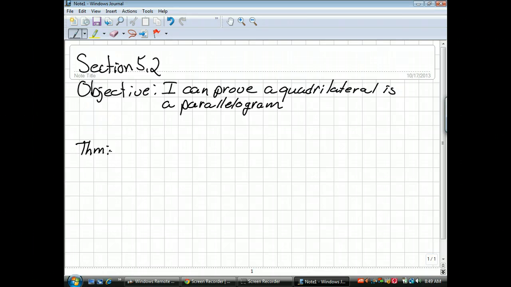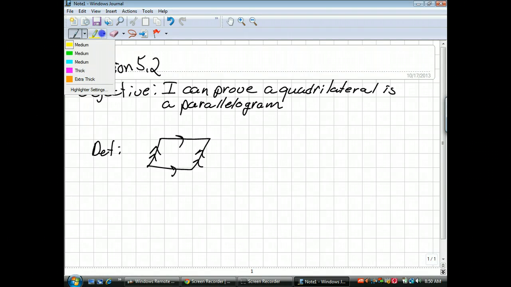Okay, and actually, before we do that, remember that the definition of a parallelogram is both pairs of opposite sides are parallel. So one of the ways that we can show that a quadrilateral is a parallelogram is to use the definition. And if we can show that this side is parallel to this side and this side is parallel to this side, then we can say that it is a parallelogram. So the first way is actually by the definition.